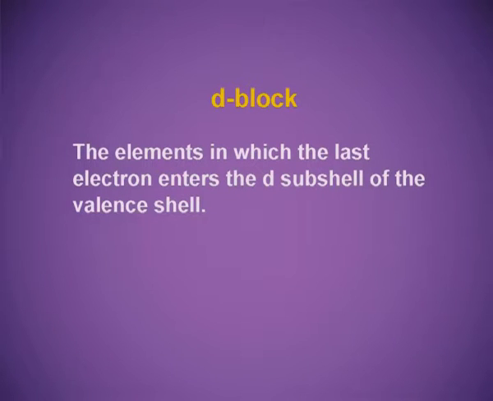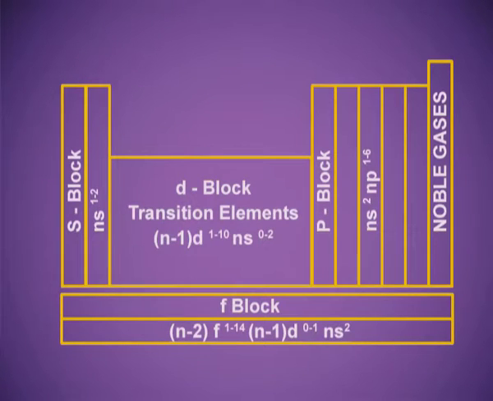D block: the elements in which the last electron enters the D subshell of their valence shell are called D block elements. The D block elements are placed between the S and P blocks. The D block elements are also known as the transition elements. Now, why are these elements known as transition elements?